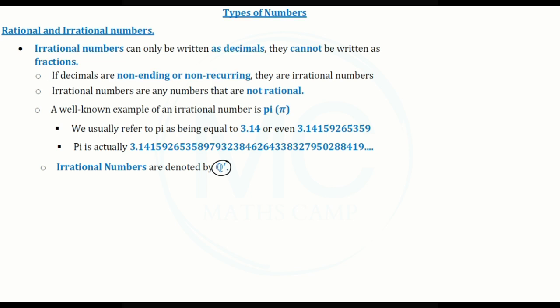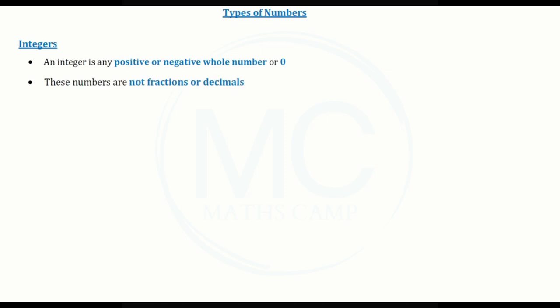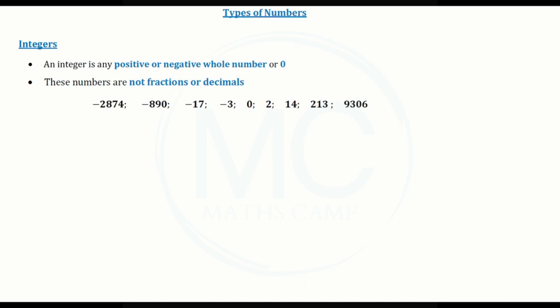But in this section, I want to focus on rational numbers. Here are some examples of rational numbers. Let's start with integers. An integer is any positive, negative whole number or zero. These numbers are not fractions or decimals. So any of these are integers. We denote integers by the letter Z.